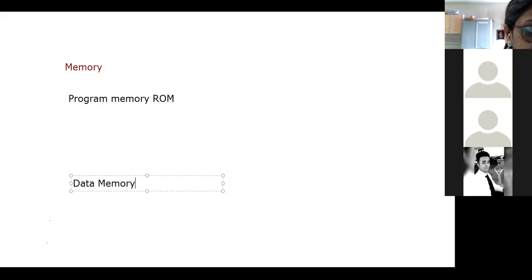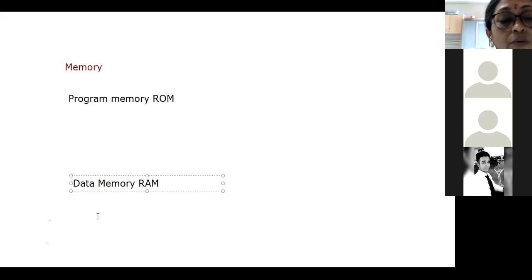Okay, so this is nothing but your ROM. And the second type of memory is nothing but what it is called as? Random access memory. But another name for the random access memory in 8051 terminology is data memory. So random access memory is nothing but the data memory. So this is nothing but RAM.